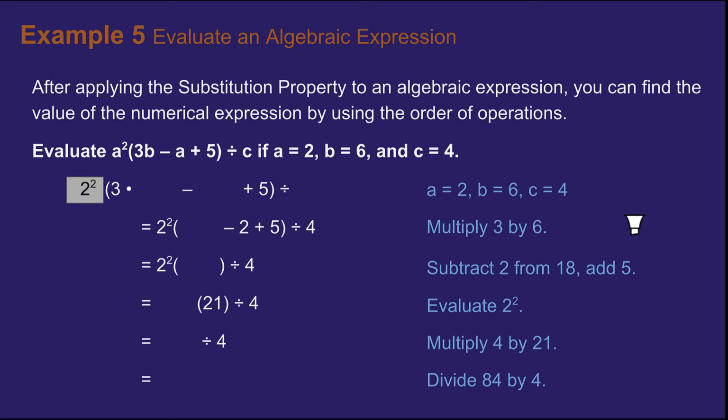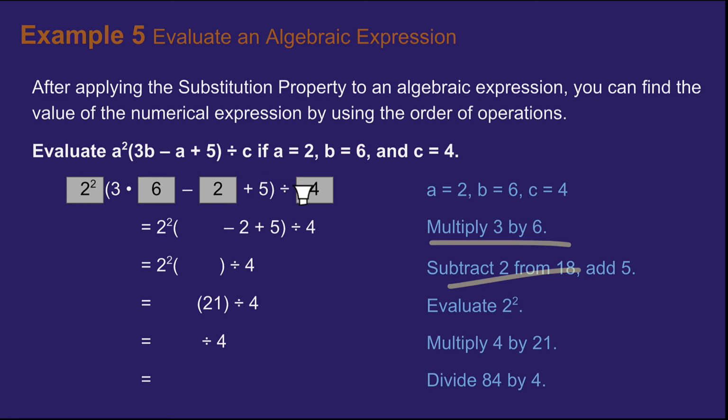So out front, it's now 2 to the second power. In the middle there, between the minus and the plus 5, there was an a, so that's now 2. Now I'm going to do the same for the b's. B was 6. And finally, c is 4, so that's going to go at the end. Now we just have a numerical expression, so we can go through using order of operations.